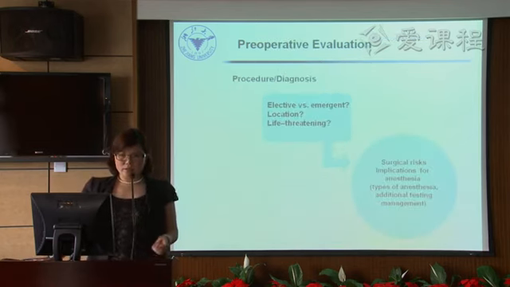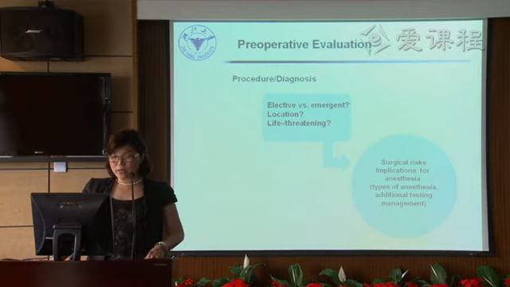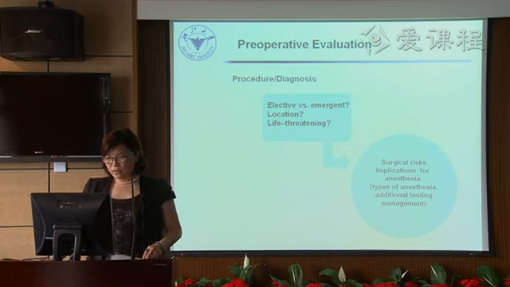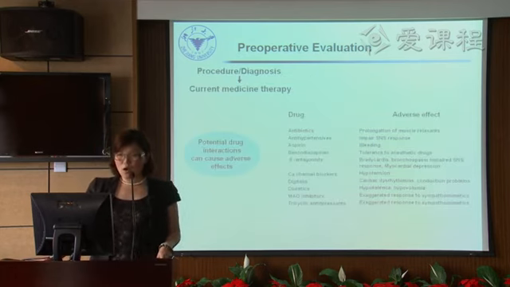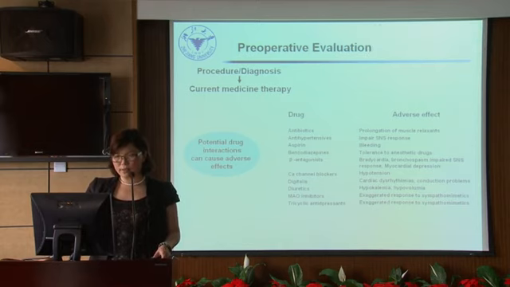When we do the preoperative evaluation, we should make sure whether the surgery is elective or emergent, whether the surgery is life-threatening, and what the surgical location is. So we can evaluate the surgical risks, or maybe give some plan or some intervention.